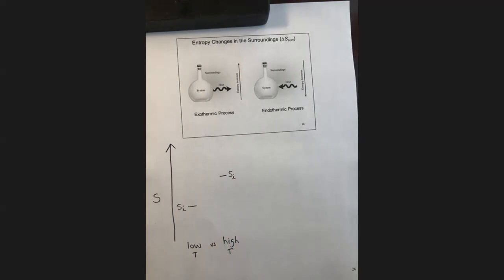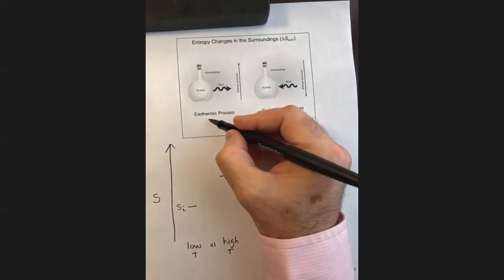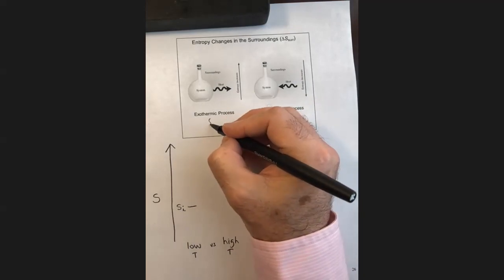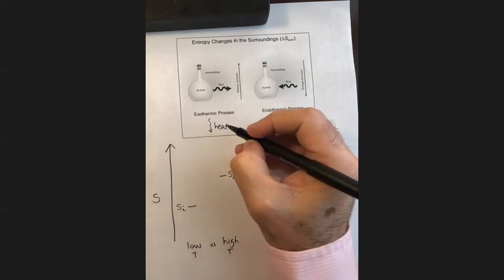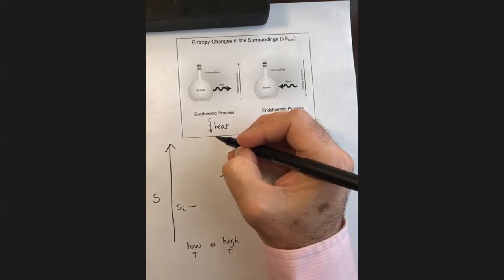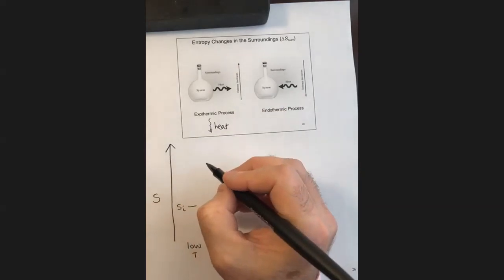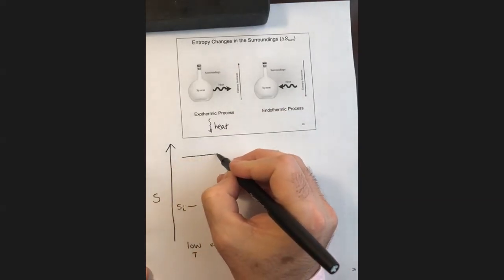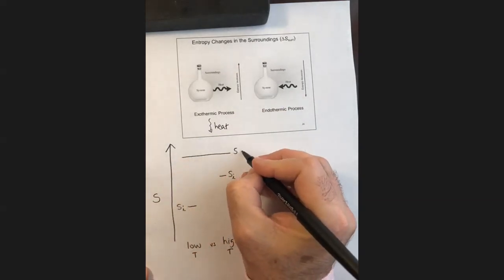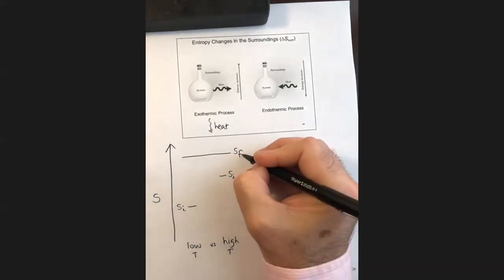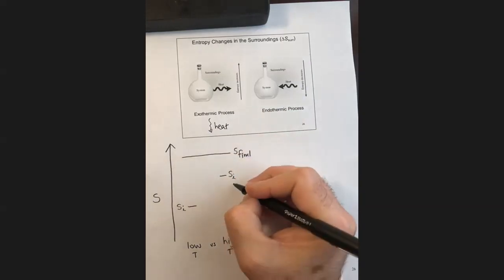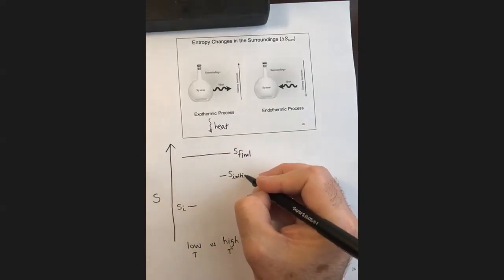Because the temperature is higher, so the entropy is higher. Now we are going to have an exothermic reaction happening that is going to pump heat into the surroundings. And as we saw, that's going to cause the entropy of the surroundings to increase. So let's say that the final entropy of the surroundings is this. This is the final one. Let's just abbreviate. This is the initial.